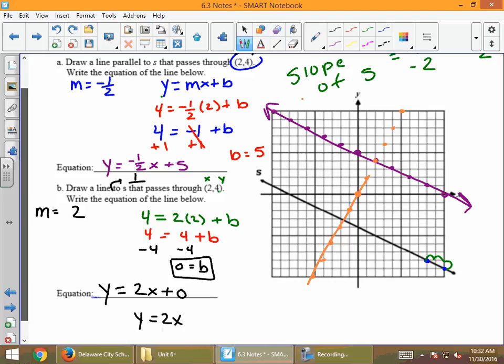This line is perpendicular to S and it passes through that point. If these two lines are perpendicular, what kind of angles are formed right here? That is a right angle. And that's also a right angle. There you go. And they're parallel, so it's a transversal. So if these guys are the same, these guys are the same, except from the beginning here.